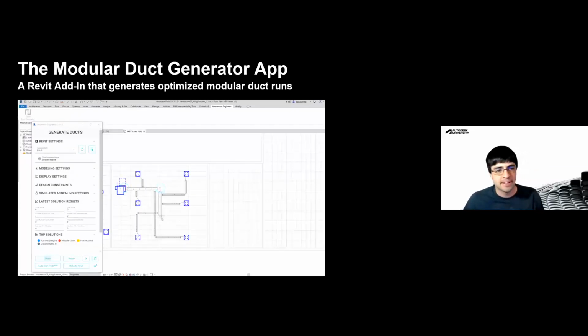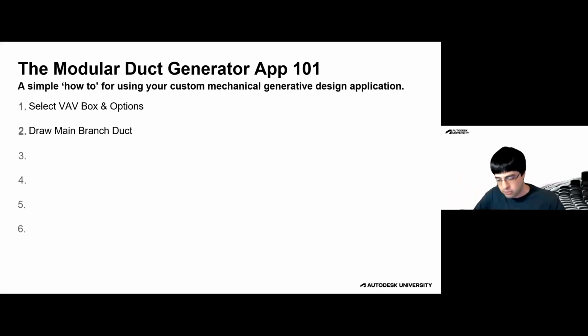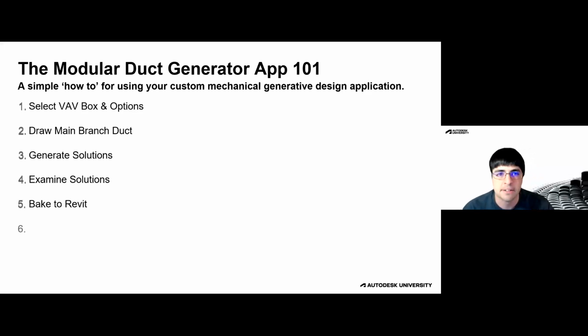Well, it's not that complicated, but luckily for you, we made this little course, Modular Duct Generator App 101, a simple 6-step how-to for using your custom mechanical generative design application, because everybody has one of those, right? The steps are: you select a VAV box, a variable air volume box, and different options. You draw that main branch duct, and then you generate solutions. Then you can examine those solutions and bake to Revit when you're all done. The last step is a little different, but you can try to auto-generate that branch duct portion too if you want. We'll get to that.